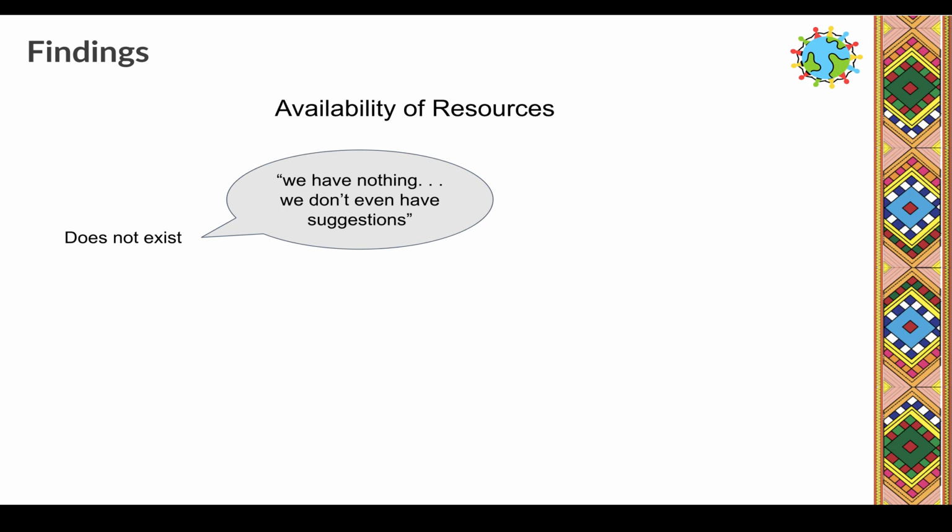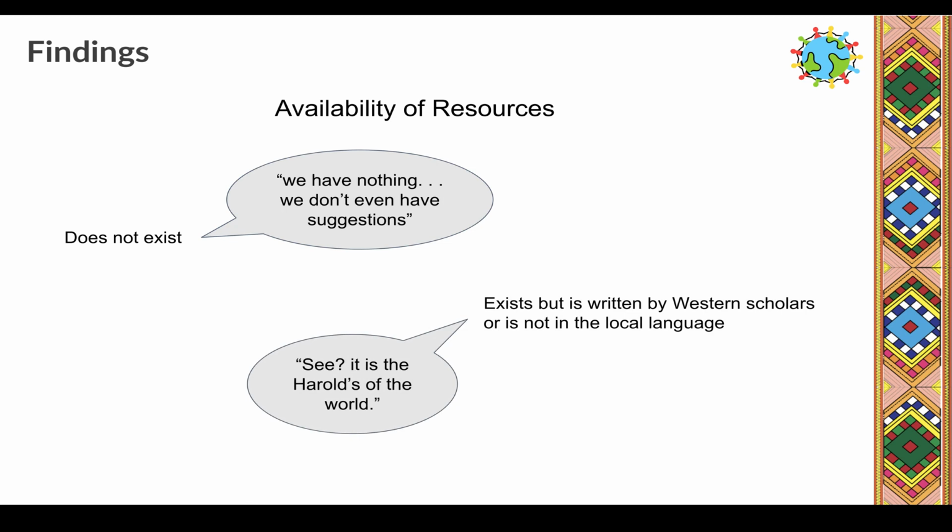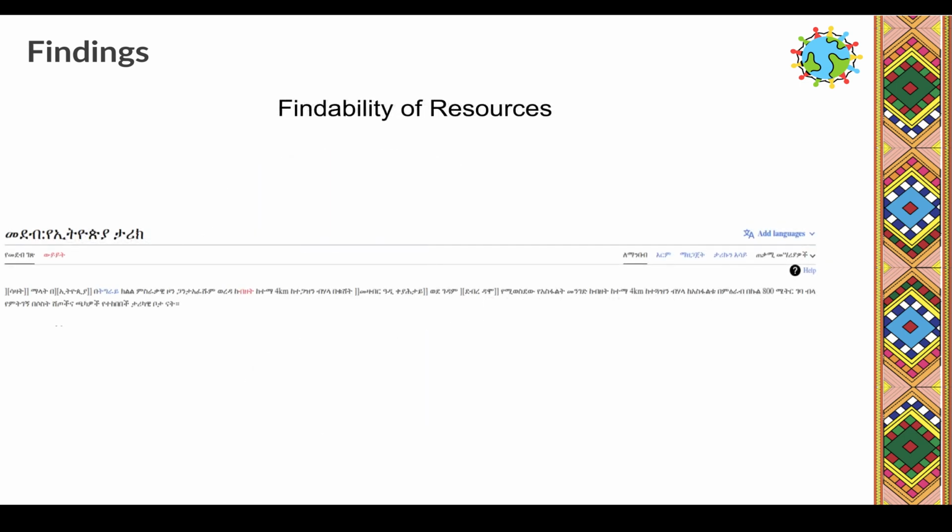We don't even have suggestions," after attempting to edit articles related to African leaders in Tigrinya Wikipedia and being told there are no suggestions for that category. Or in other cases, the resources that exist are not in the local language and are usually written by Western scholars, mostly having roots set in colonial viewpoints. "See, it's the heralds of the world," exclaimed one participant, scrolling down the list of references in a Wikipedia article about an Ethiopian king.